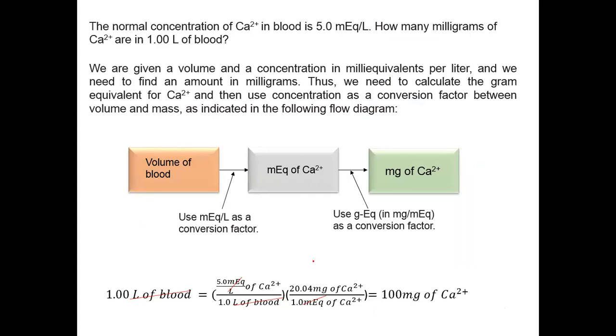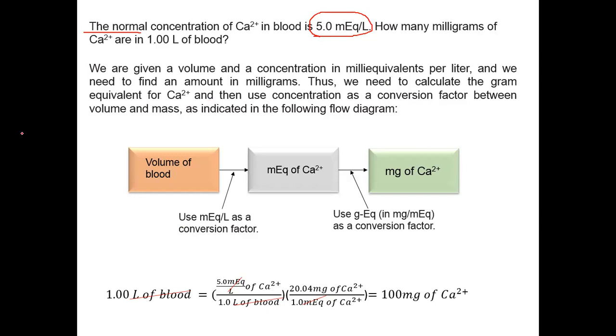Okay, let's just look at the example. It says that the normal concentration of calcium 2+, you can read here at the very top, is 5 milliequivalents per liter in blood. So what we have in blood is 5 milliequivalents per liter. Now let's see how many milligrams of calcium 2+ are in 1 liter of blood. Let's see in a real case, in milligrams, how much is that?